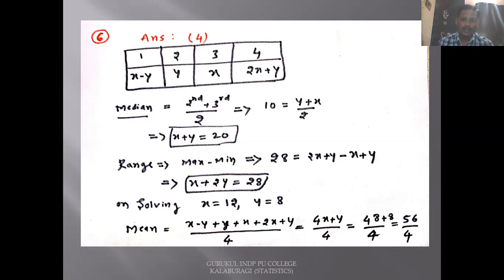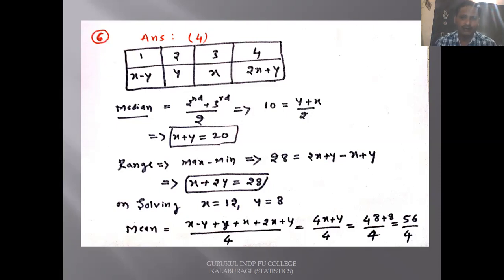And similarly, I'll find its range. How to find the range? It is always maximum value minus minimum value. What is the maximum value here? 2x plus y. Minimum value is x minus y. If you take the difference, 2x plus y minus x, minus of minus y becomes plus y. The range value is given already, it is 28. So 2x minus x is plus x, y plus y becomes 2y, equal to 28.